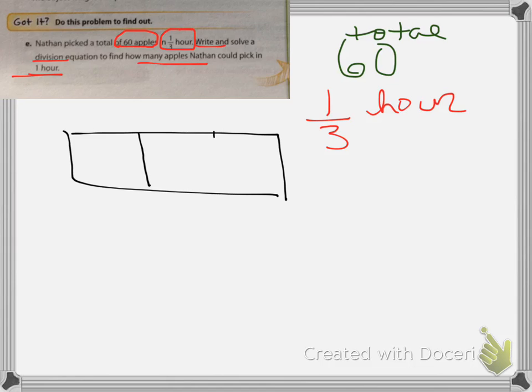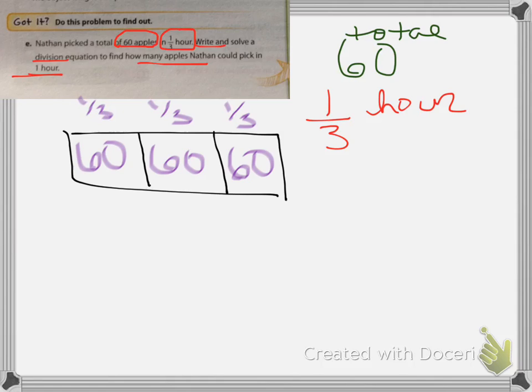So that means we're going to break this into 3 chunks, right? And then what we're going to put inside the box has to be the 60 apples, because this is 1/3, correct? This is 1/3, and this is 1/3, right? Because all 3 added together make 3/3, which is the whole bar. So that means if this one is 60, then this one is 60, and this one is 60. So the total amount of apples that Nathan could pick in 1 hour would be 180 apples.